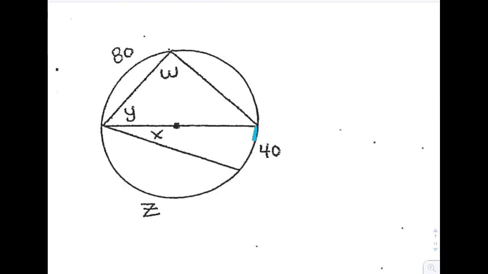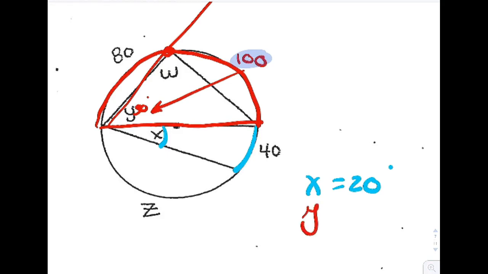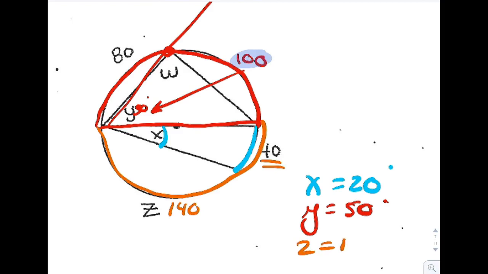First thing I saw here was this arc of 40, so that means this inscribed angle is 20. Another thing that I noticed is I have a diameter here, which means this entire arc is 180. And if I have 80 here, that means I have 100 on that side. Now what jumped out at me was this 100 came from that y, which was 50. So now we know that y is 50. And now I know that this entire bottom half is 180. And if that's 40, then this is 140. So now z is 140.